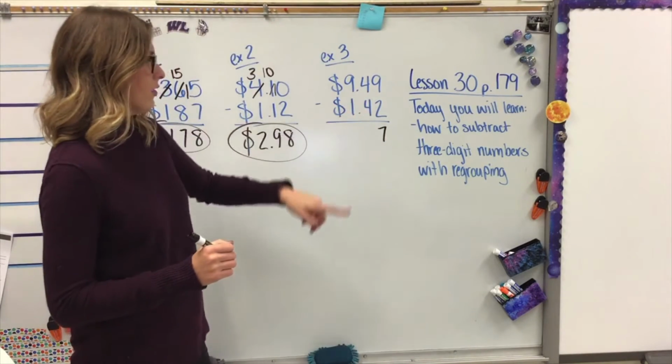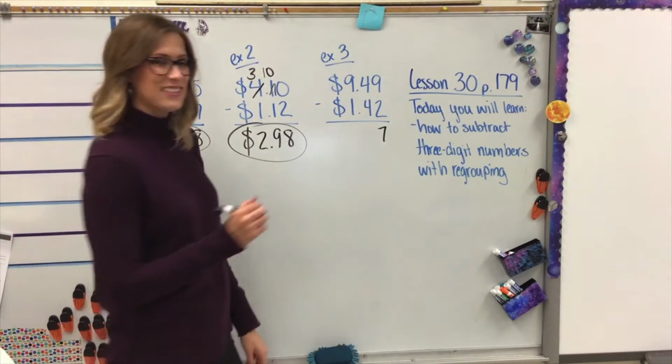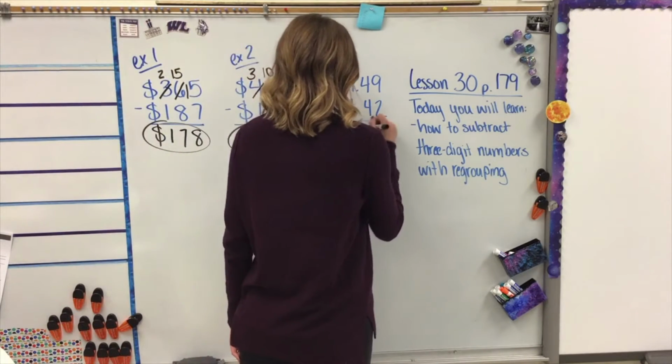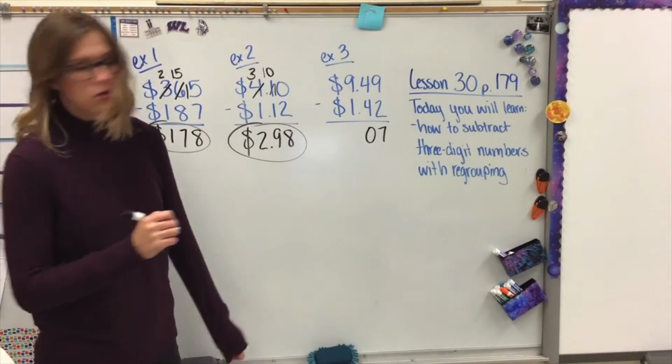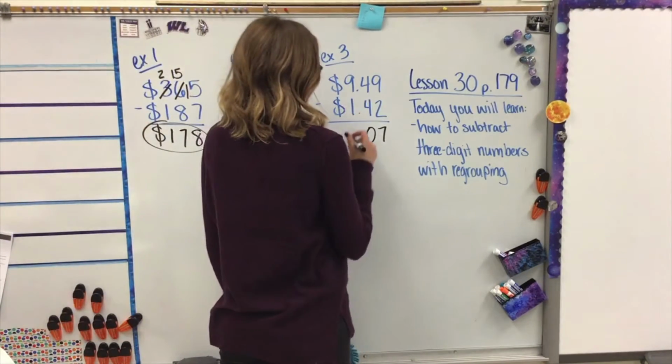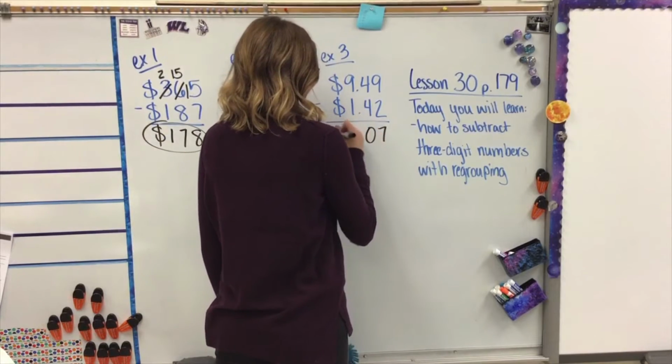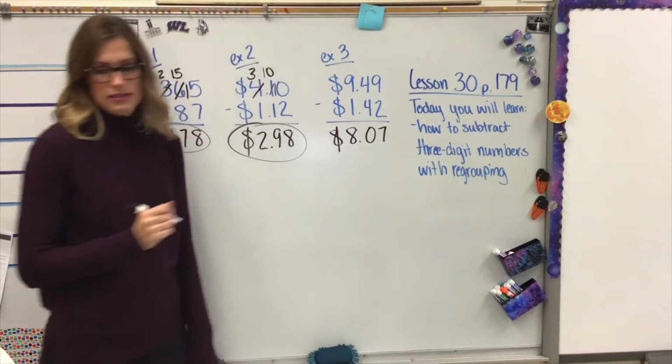4 minus 4. Can you do 4 minus 4? Yeah, it's the same number. 4 minus 4 is 0. And then 9 minus 1. 9 minus 1 is 8. So we get $8.07.